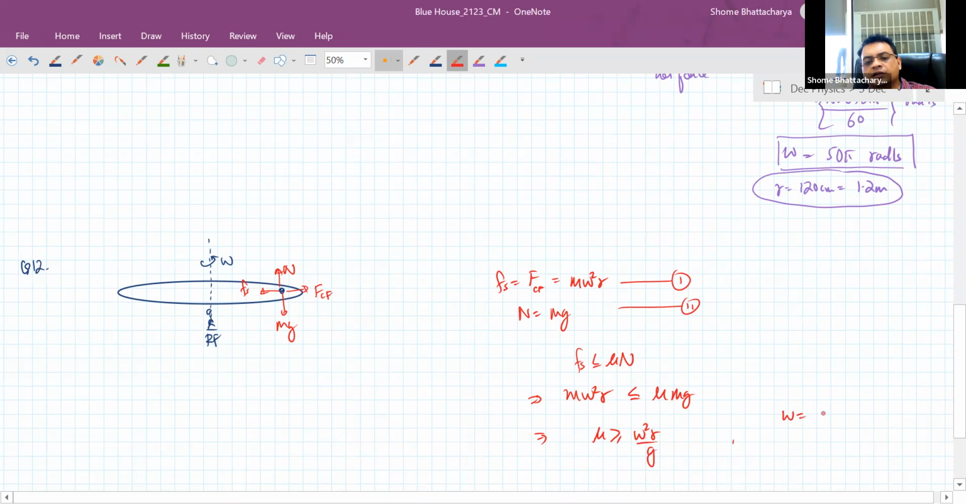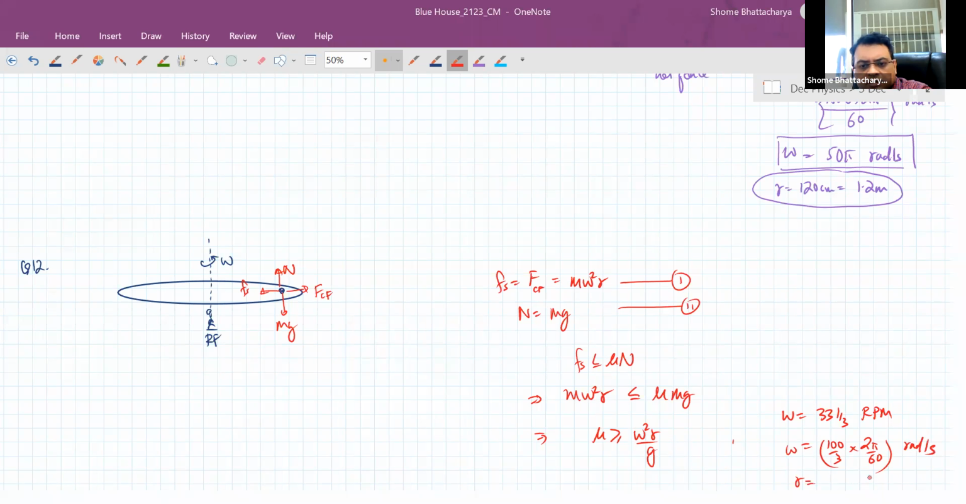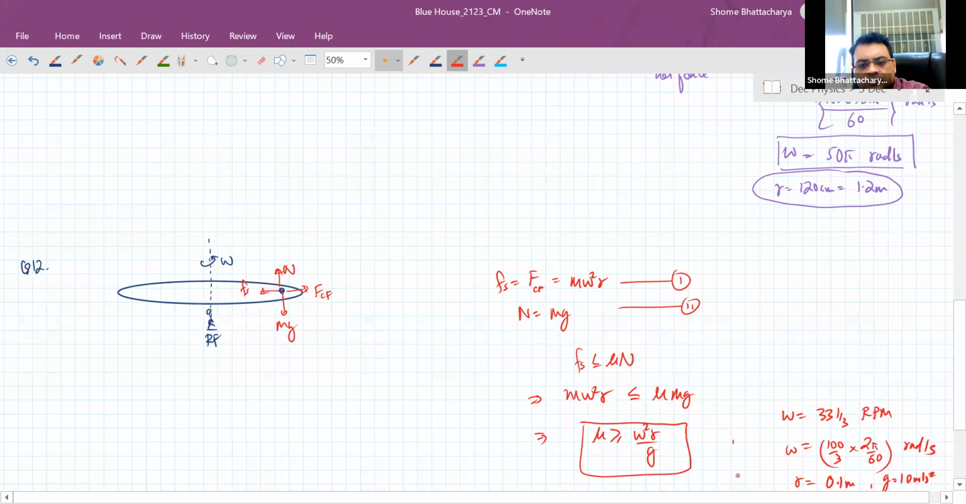Now again, in this omega is 33 and 1 by 3 rpm. Okay, so that is 100 by 3 into 2 pi by 60 when you convert it to radians per second. r is given to us as 10 centimeters, so 0.1 meters. And g you take as 10 meters per second square. So you will get the condition on mu by substituting these values.